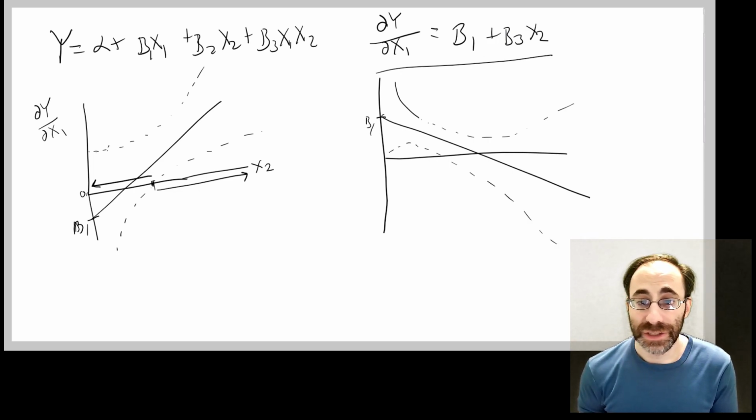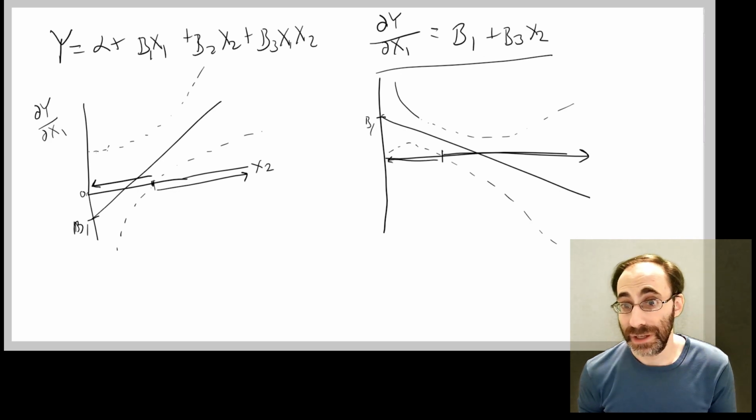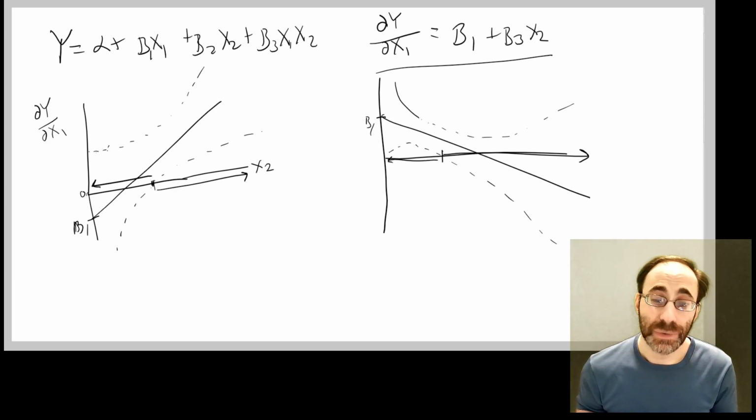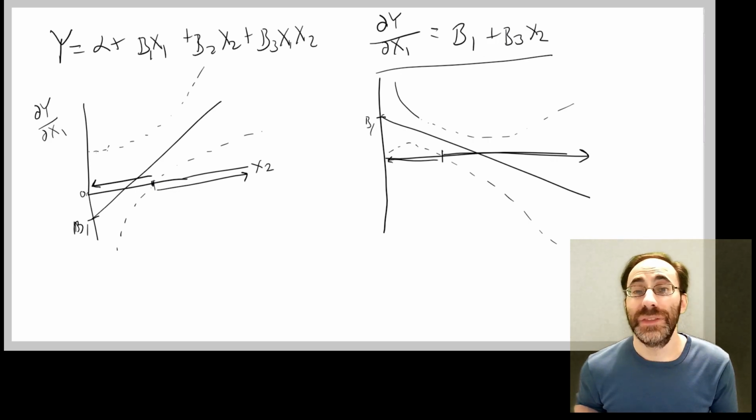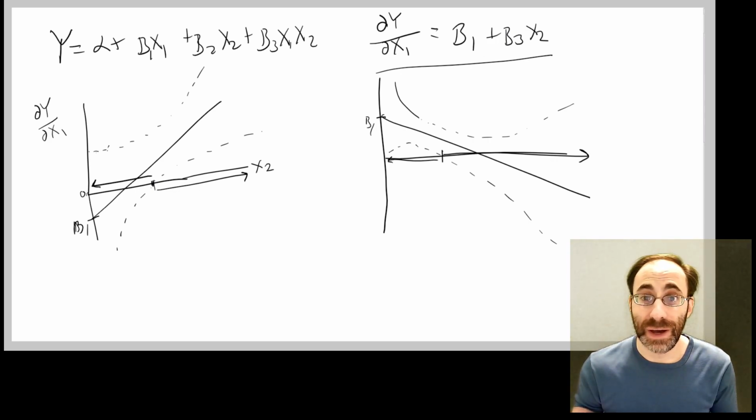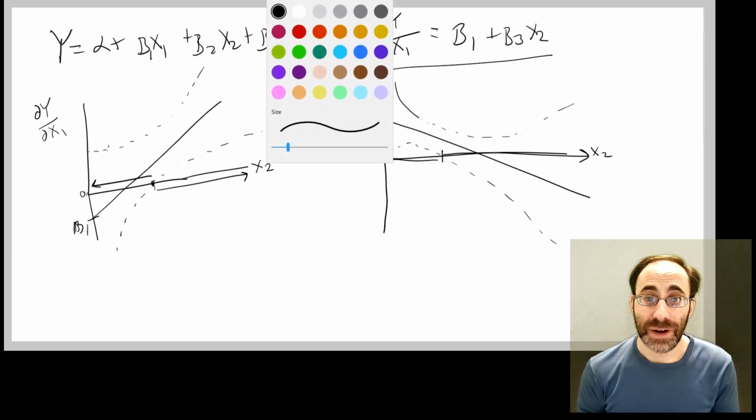In this case, the 0 is within the confidence bounds for all values greater than the cutoff, but for values less than the cutoff, it's not within the confidence bounds. So for this case, we would say that we would observe a positive effect of x1 on y, right? We could reject the null hypothesis that there's no effect at a 95% confidence level, but only for low values of x2 and not for the high values of x2. That can change based on the confidence bound, based on our errors.